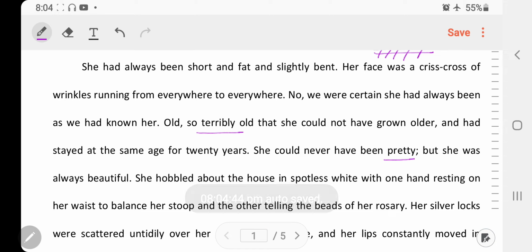No, that is not possible. But she was always beautiful. My grandma was beautiful. Do you know what is the difference here? This pretty describes the physical appearance. But this word beautiful, it is something internal.